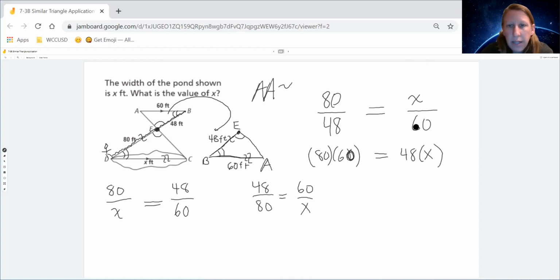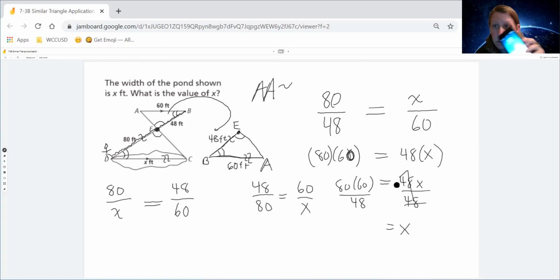What's nice about that is it takes something with two fractions and turns it into just a problem like this. The next thing I do is I'm trying to get x by itself. So the next thing I do is I divide 48 on both sides, which is kind of weird because I just multiplied both sides by 48, but oh well. So that's 1, and that tells me what x is. Then I pick up my calculator and I type that in. I do 80 times 60 divided by 48.